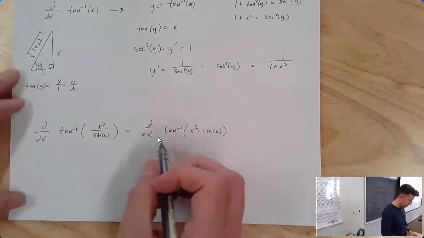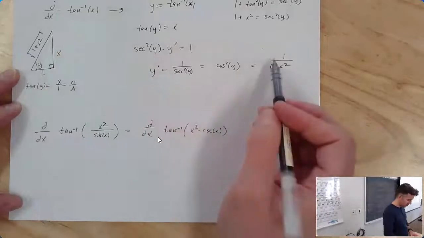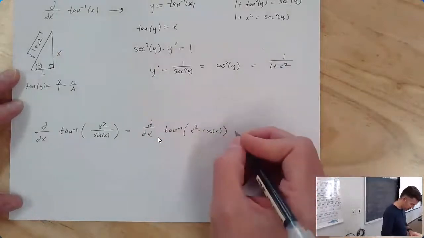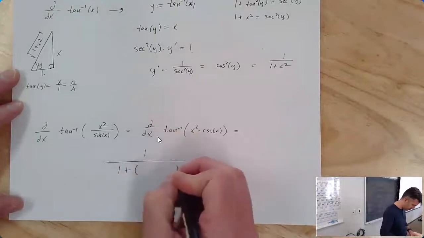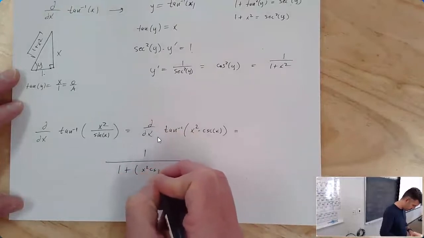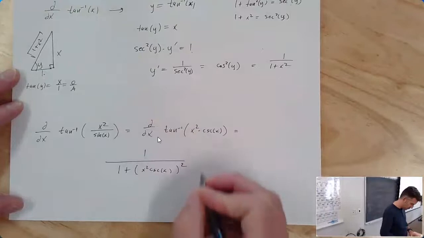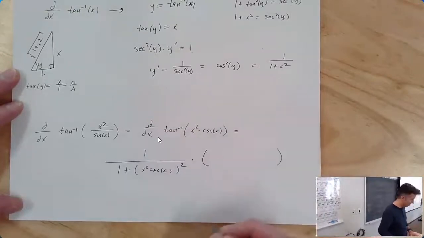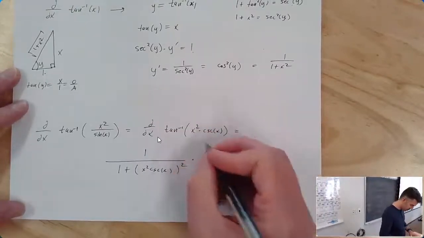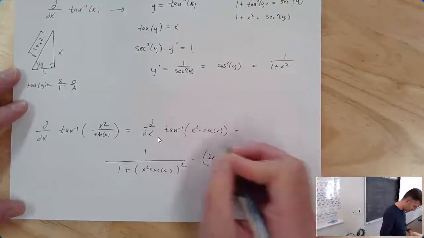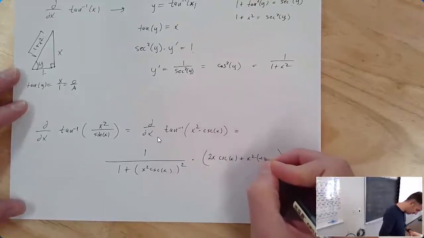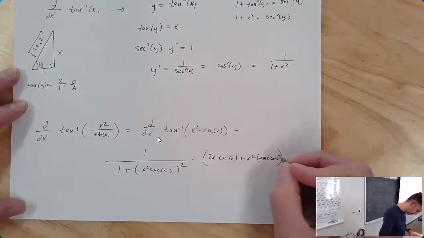And then I know the derivative of the inverse tangent of x is 1/(1 plus x squared). So the derivative of the inverse tangent of some stuff is 1/(1 plus the stuff squared) times the derivative of the stuff, which is going to require the product rule. It's going to be 2x times cosecant left alone, plus x squared times the derivative of cosecant, which is negative cosecant x cotangent x. Sorry, I didn't leave myself enough room there. Apologies.